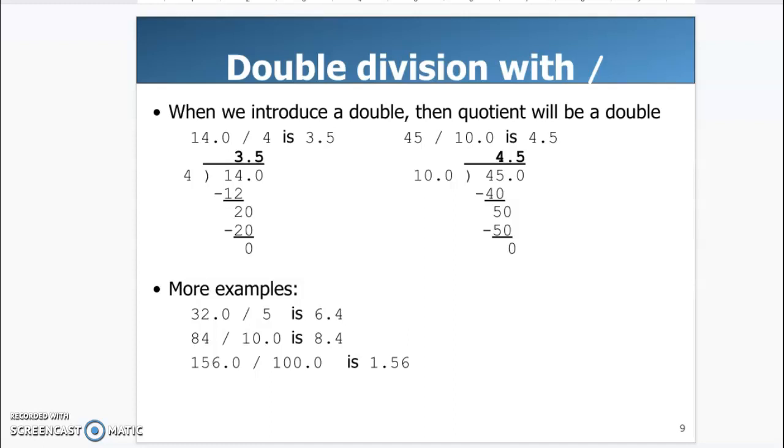Repeating numbers will go on very long. So if I have 1.0 divided by 3, I am going to get 0.33333333.